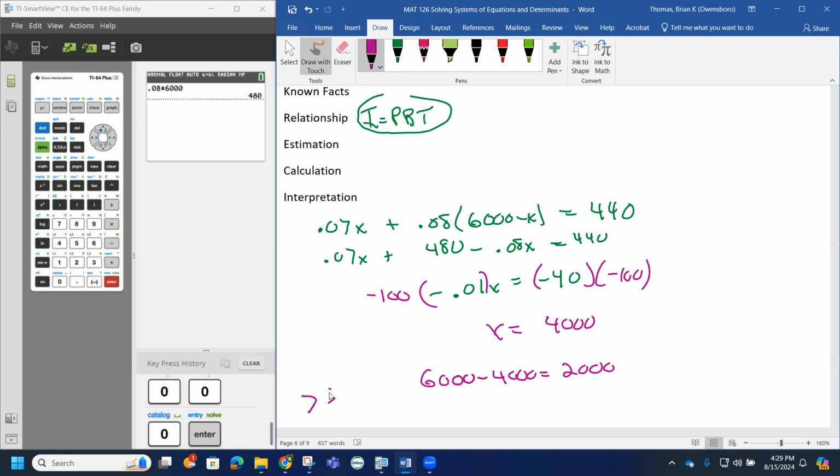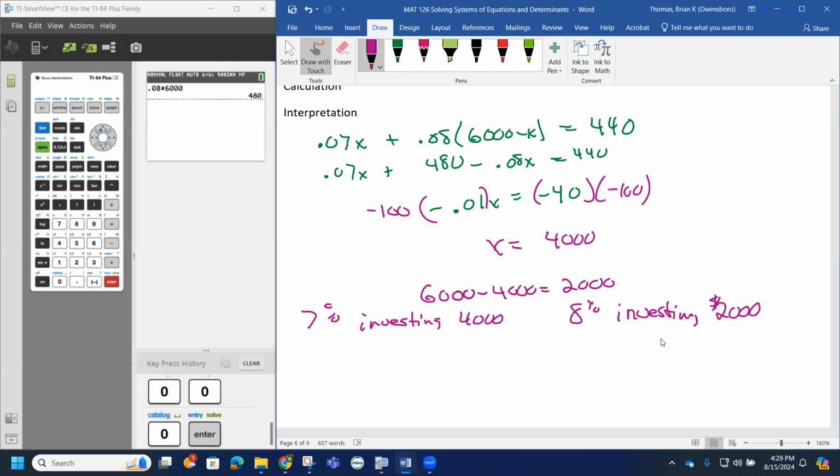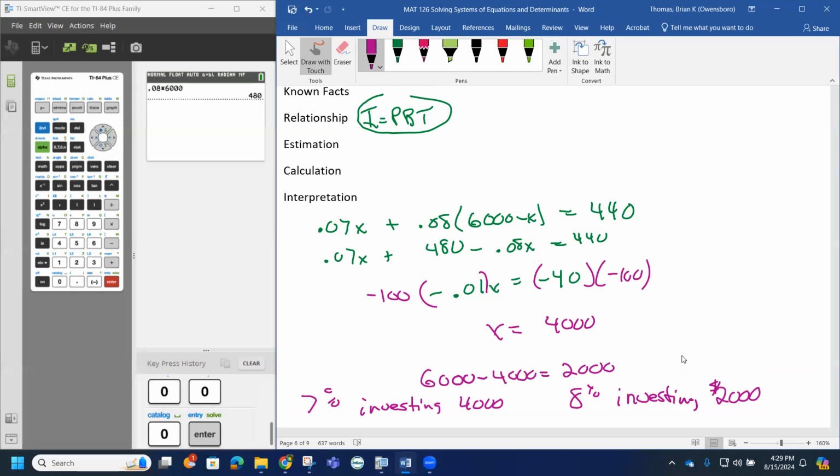So the 7% account, we're investing 4,000. In the 8% account, we're investing 2,000. So that's kind of what that comes up with. So I don't know the logic behind investing in two different accounts, but that's kind of what we're seeing here in this problem. So see if that kind of helps you reason through that.